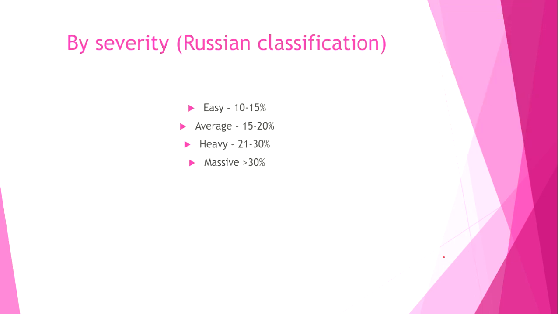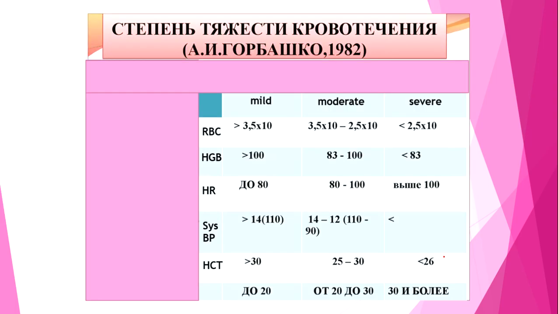By severity, the Russian classification: easy hemorrhage from 10 to 15%, average from 15 to 20, heavy 21 to 30%, and massive blood loss is more than 30% of blood circulating capacity. It's more complicated in the Russian classification. We have 3 different columns in this table: mild, moderate and severe blood loss.